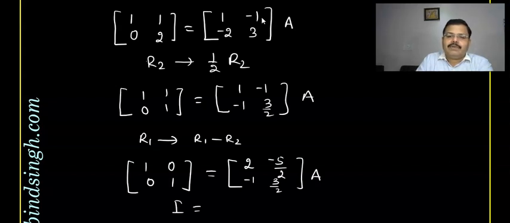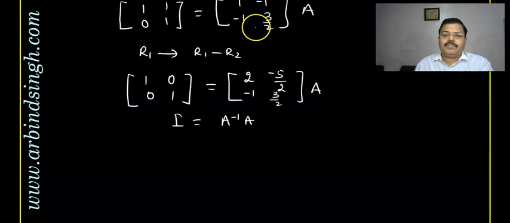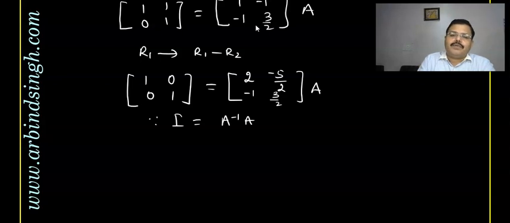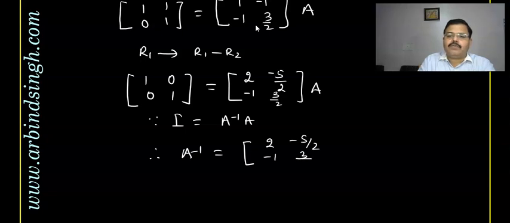Clearly, I is equal to A inverse A. So using this fact, this will be equal to A inverse. Since this is the identity matrix, and that must be A inverse, then only the product of A inverse into A is equal to I. So therefore, A inverse is equal to, what comes? That is 2 minus 1 minus 5/2 and 3/2. That will be the answer of this question.